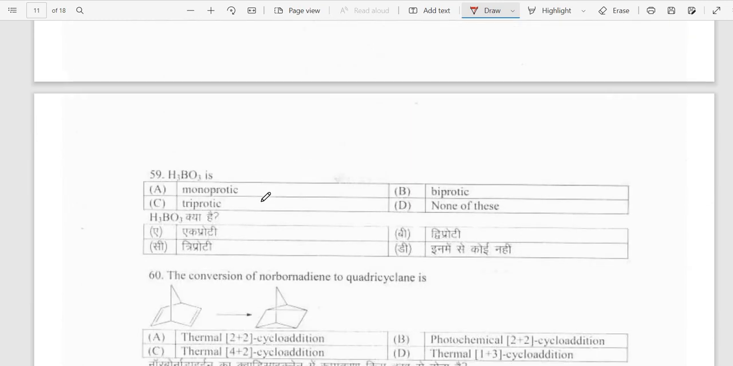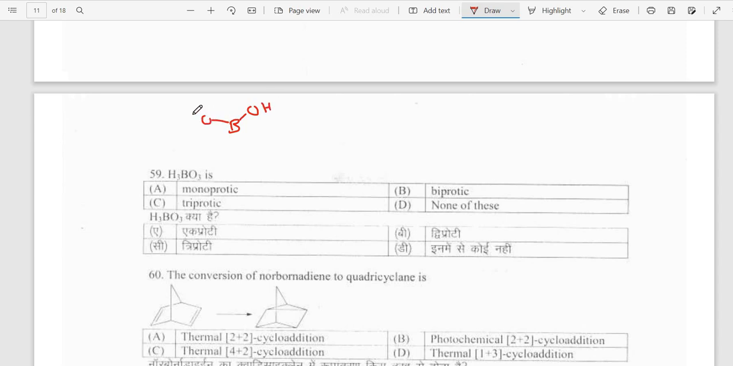H3BO3 is monoprotic. This is a very good question. Triprotic, biprotic, none of this. Most people answer triprotic because of the 3 hydrogens, so that is not the correct answer. B, H3BO3 is a monoprotic acid. How? H3BO3 has a structure like this.